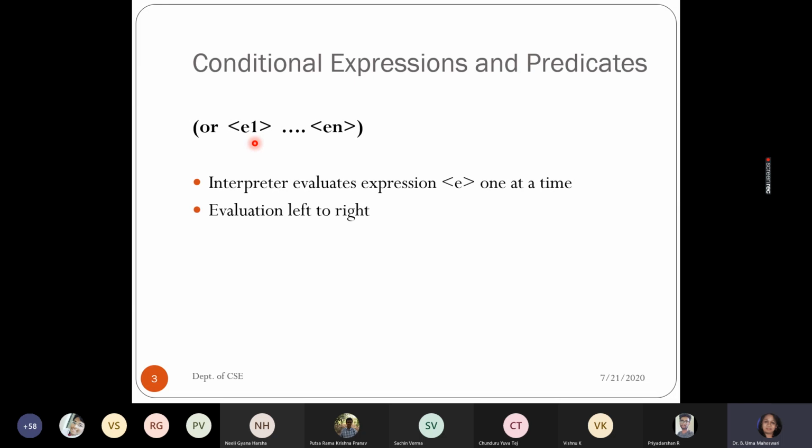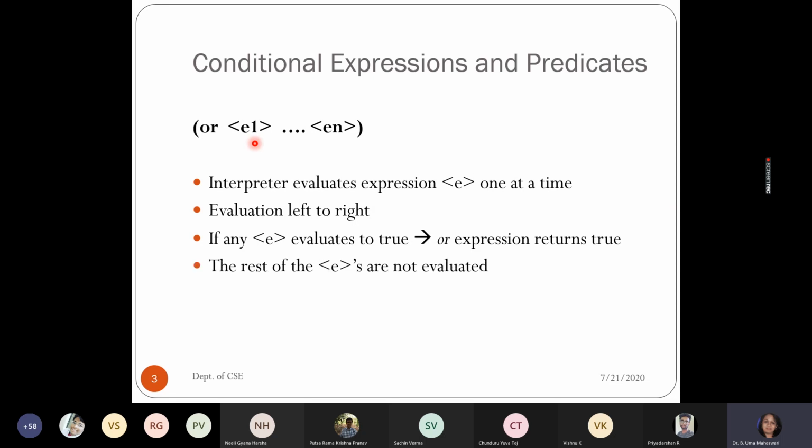So the evaluations are executed from left to right. If any one of the expressions is going to return true, the whole expression returns that value, that is true. Okay, this is the logic. So the rest of the expressions are not at all evaluated. From the first expression itself it is giving true, and if you have 100 expressions, 99 expressions are not going to be evaluated, right? Okay.